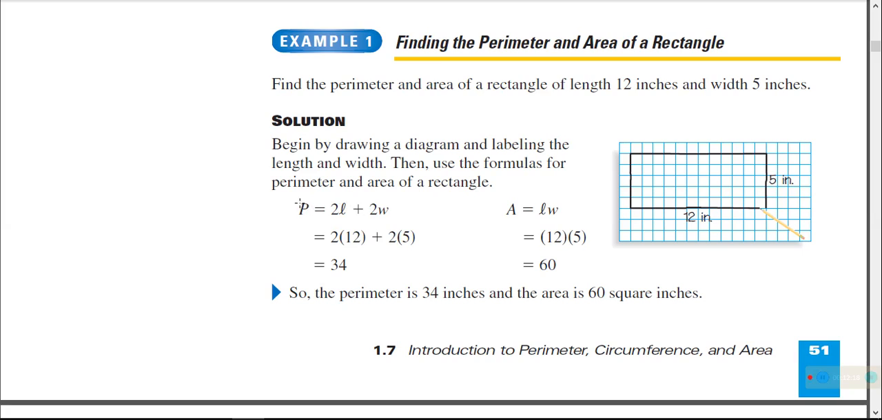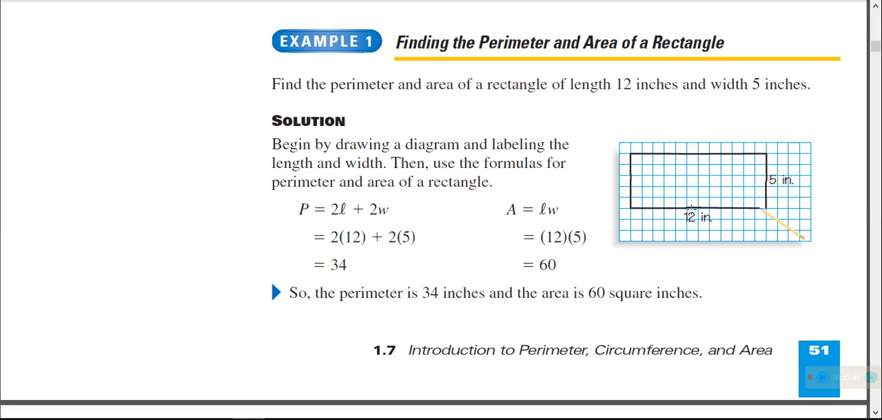So, for the perimeter, let's follow the formula 2L plus 2W. The length is 12 inches. So, substitute it. We have 2 times 12. Width is 5 inches. Substitute it. We have 2 times 5. 2 times 12 is 24. 2 times 5 is 10. 24 plus 10, 34 units or 34 inches.